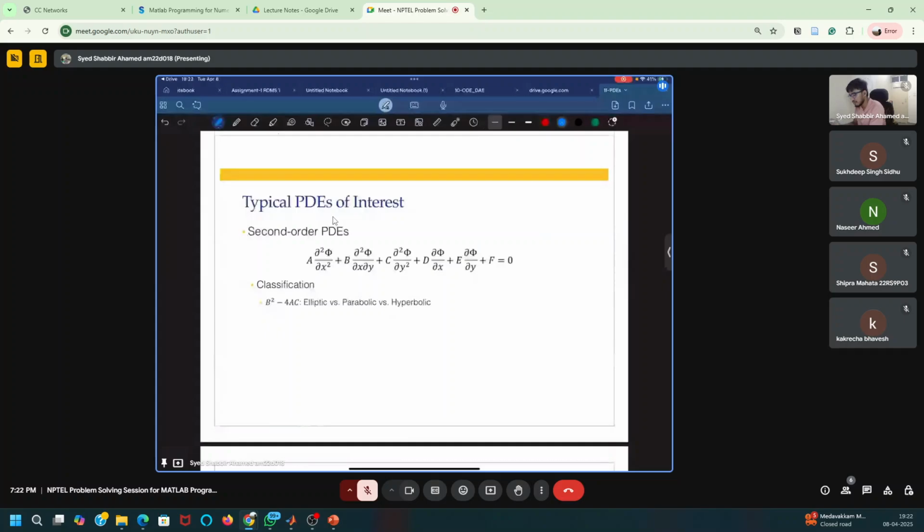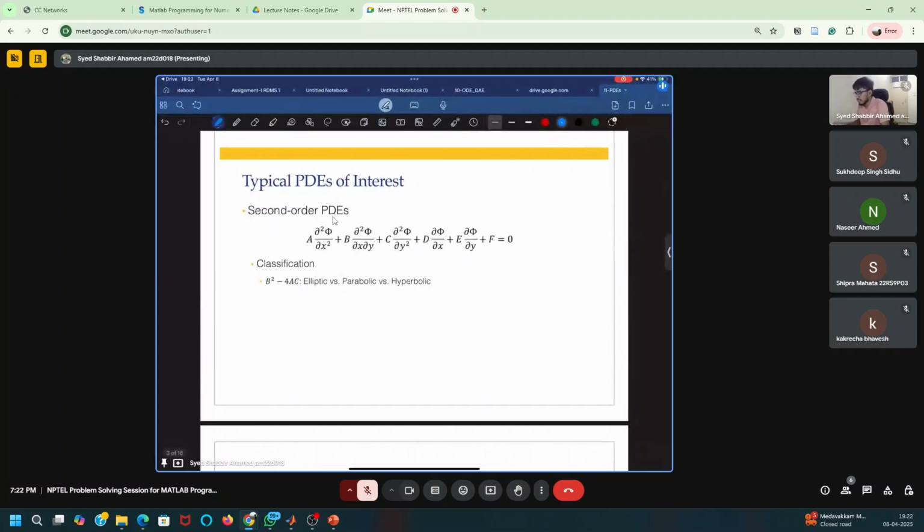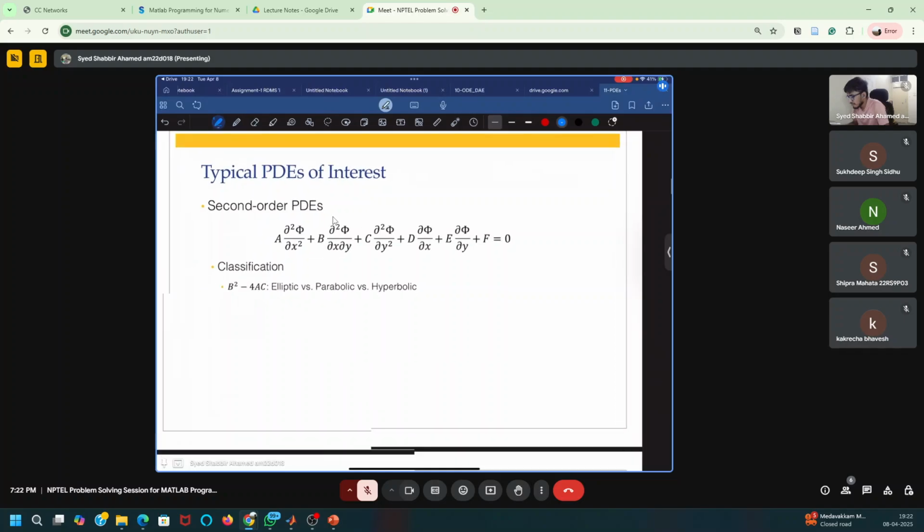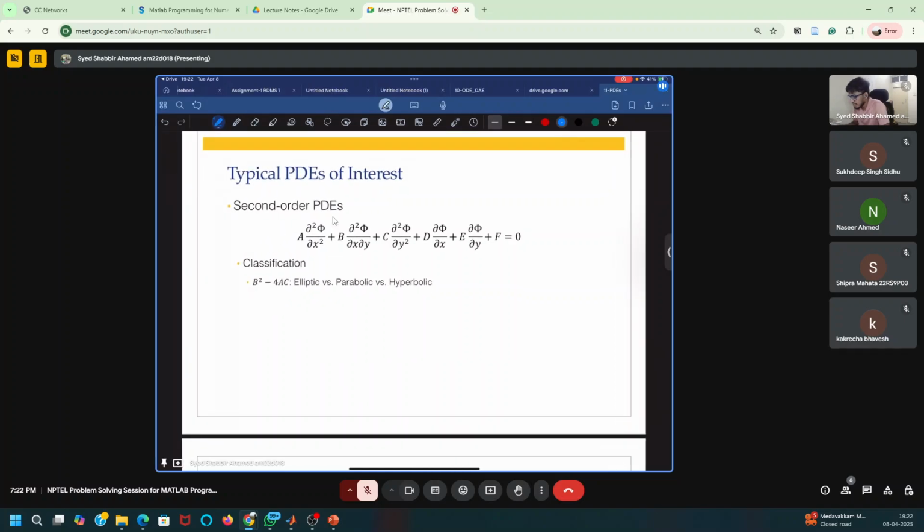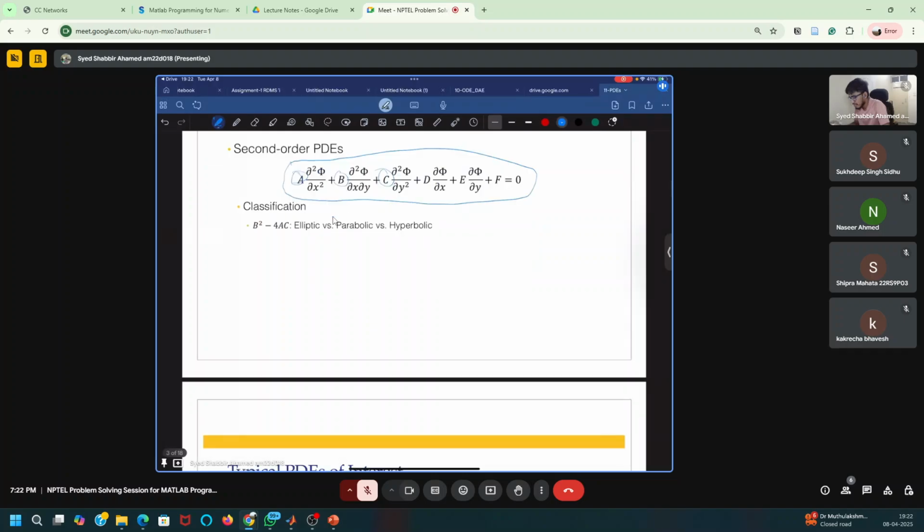There are methods which can be used to solve partial differential equations. There are basically different kinds of partial differential equations. This is the general form of a second order partial differential equation which you can see. Depending upon these values of a, b and c, your partial differential equation can be classified as elliptic, parabolic, or hyperbolic.